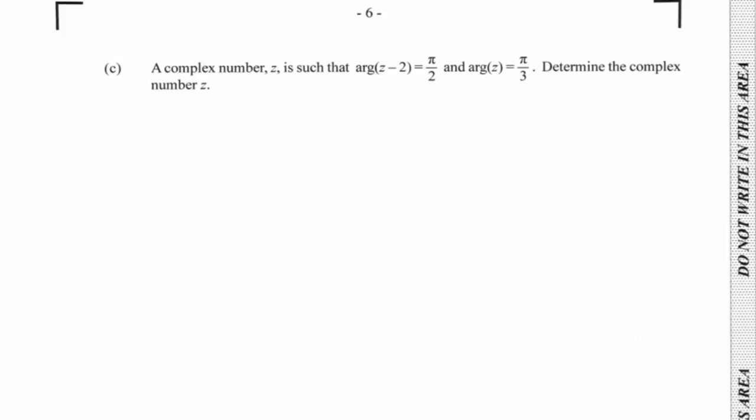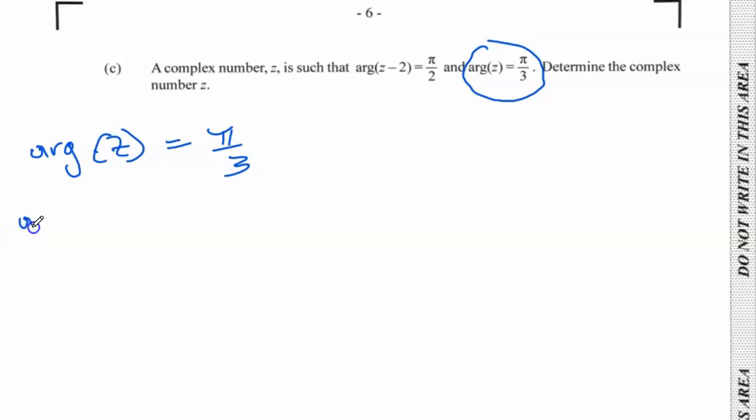A complex number z is such that the argument of z minus 2 is equal to pi over 2, the equivalent of 90 degrees, and the argument of z is equal to pi over 3, the equivalent of 60 degrees. Determine the complex number z. Now, for the first one, let me do this first one first. The argument of z equal to pi over 3.